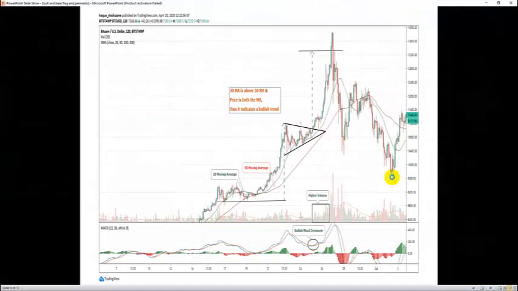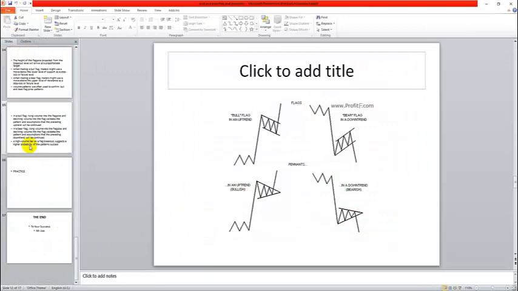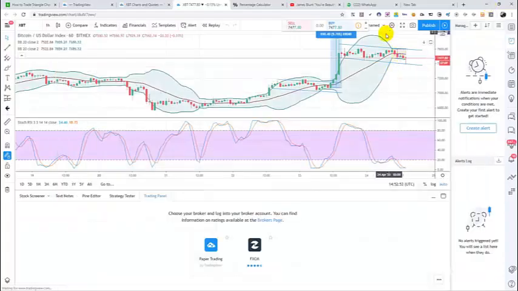Okay, so we are at the end of this class. Okay, we've done the practice. So I would still tell you, you don't just trade this and expect that it's going to work out for you 100%. No. This is just one of the tools you can use. There are like 1,001 indicators you can use out there.